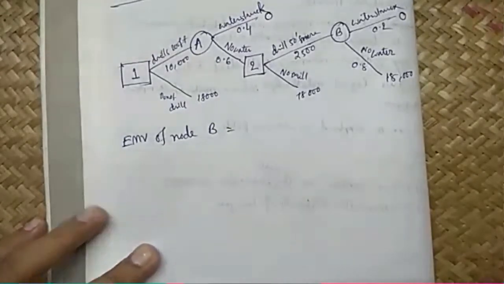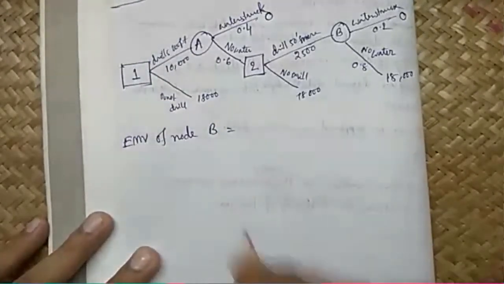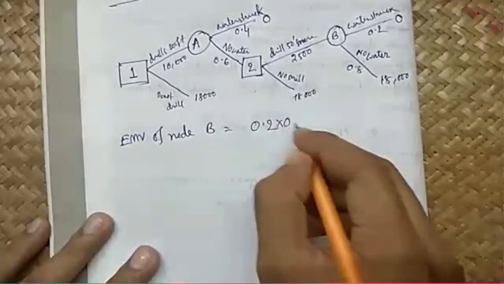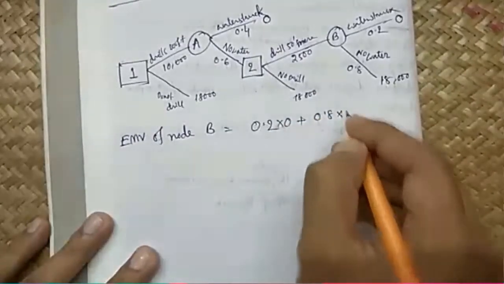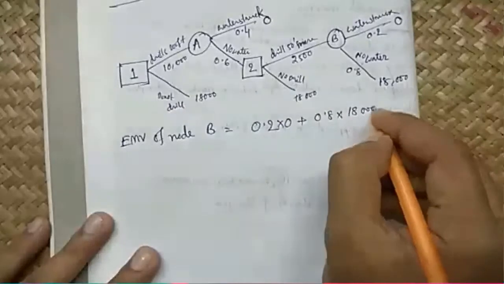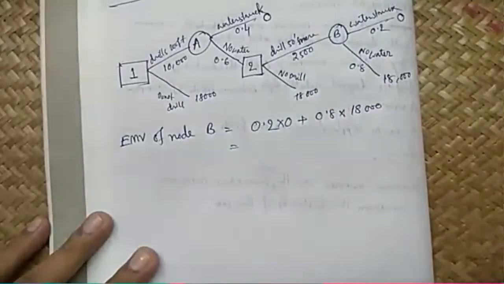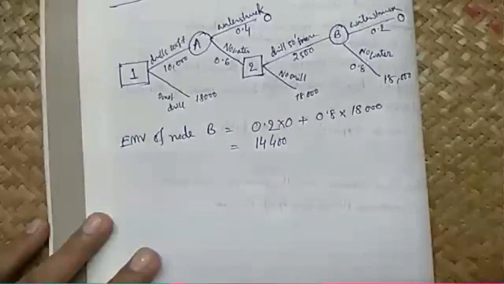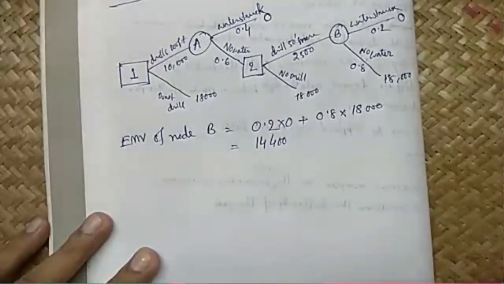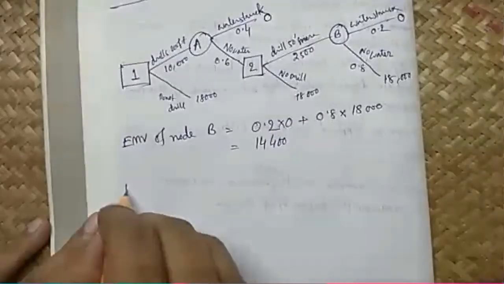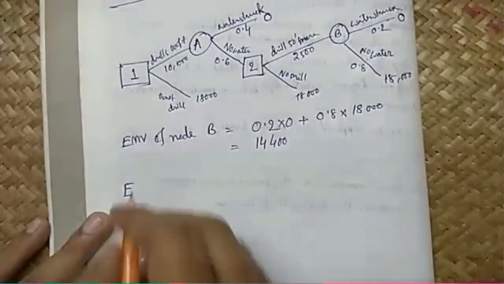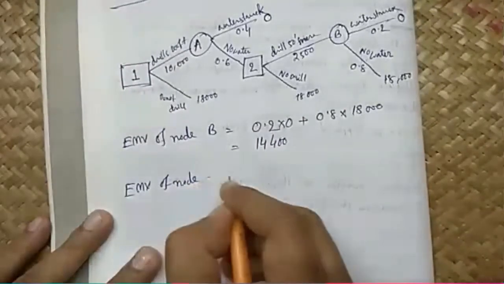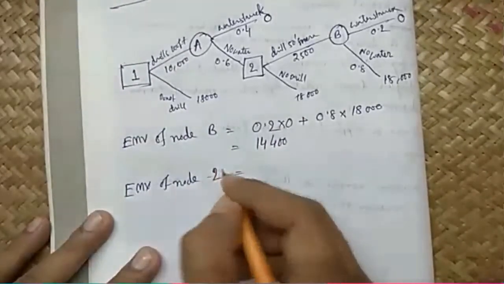So for the event node B, just like in the previous class, we take the average of these two: 0.2 into 0 plus 0.8 into 18,000. So we get here the cost 14,400. Now we'll go backward, or leftward. We'll find out the EMV of node 2.